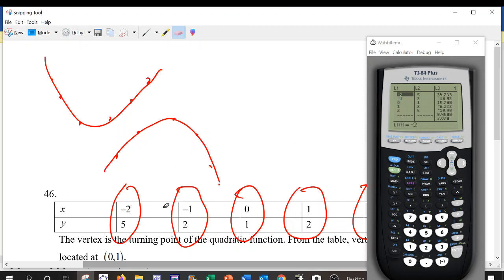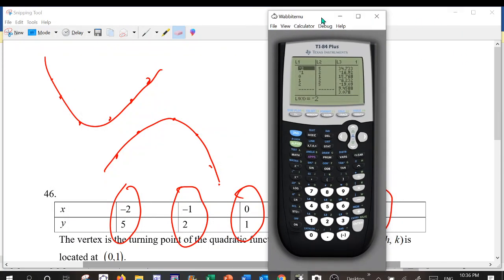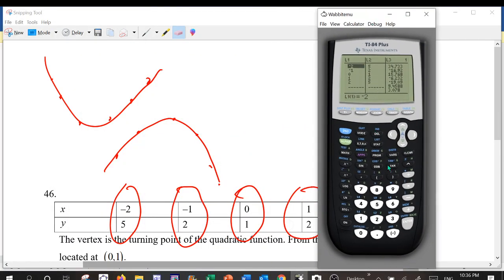And so we have -2, -1, 0, 1, 2. So you go over here and you put -2 and you press enter, -1 and press enter, and so forth. Then you go to L2 and make sure you're on the first one and put the y value 5 and then 2, 1, 2, and so forth, right?